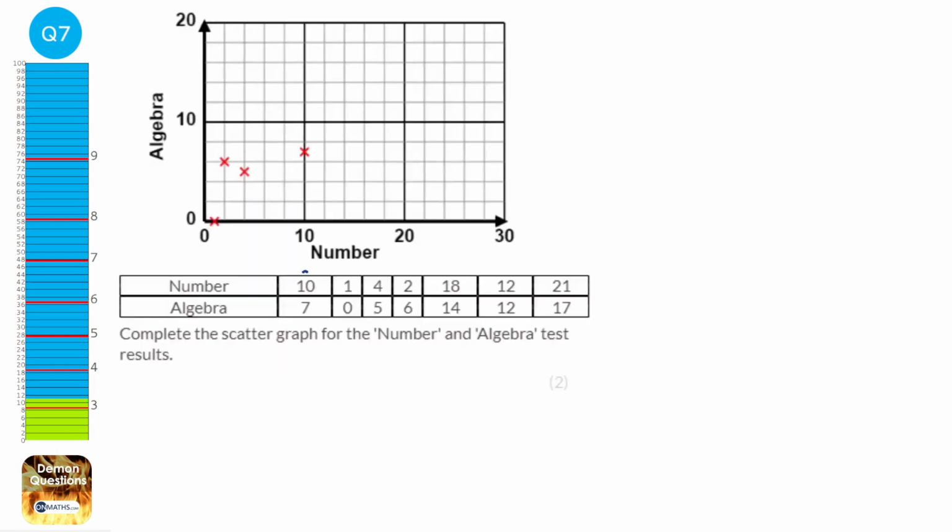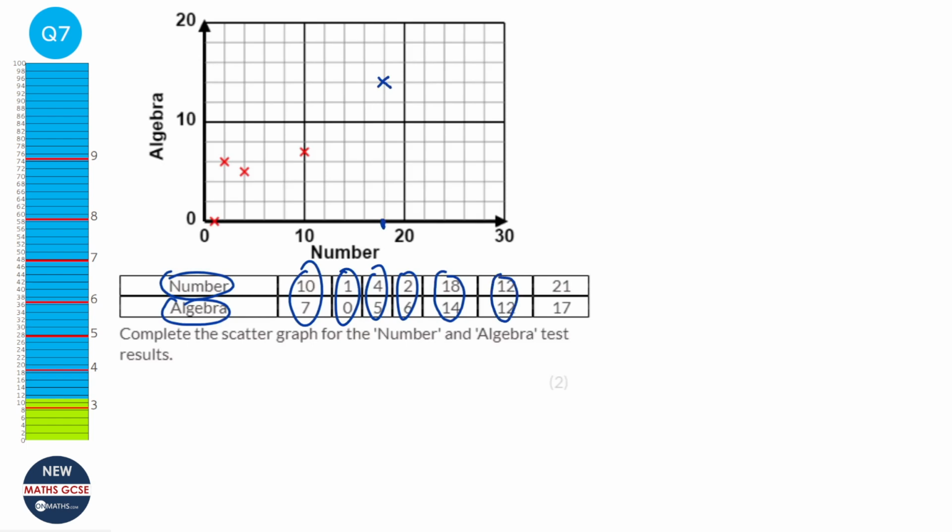So we can see that the first 4 of these have already been plotted. Now it's really important that you do the coordinate the right way around. So the first one is number and then algebra. So we're looking at this coordinate here. We're 18 on number, which would be here, and then 14 on algebra, which would be this point here. 12 on both, so 12 and 12 would be here, and then 21 and 17 would be roughly there.